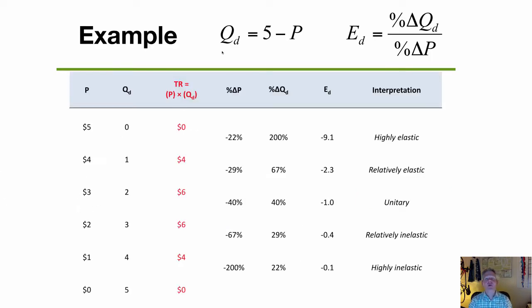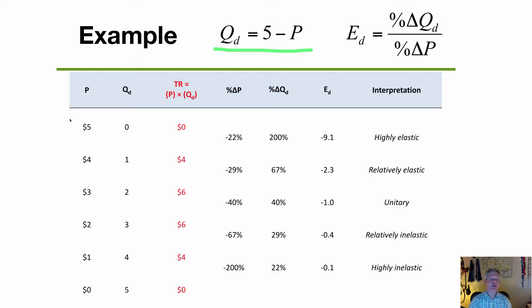On this table, I'm showing you a demand curve, and that demand curve has this equation. The quantity demanded, or the horizontal axis value, equals 5 minus the price. That's just the equation of a simple line. If you give me a price, I take 5 minus that price, and that tells me the quantity demanded. And again, recall the elasticity formula is percent change in quantity demanded over percent change in price.